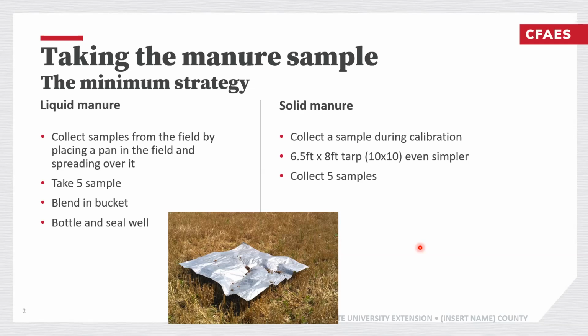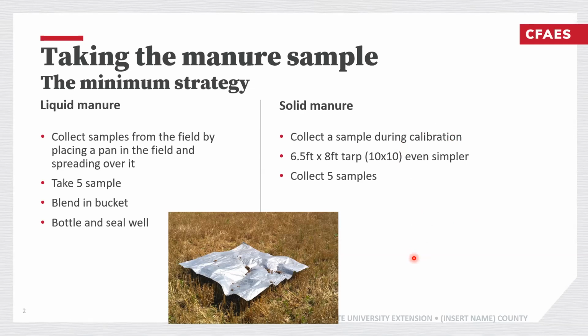So if we're just going to submit that one sample, we want to collect about 5 different samples from around that facility so that those can be mixed together to get us a good average of what we may be applying. One way to get really good samples and to do a better job of applying this manure is to do a calibration process while we are collecting our manure samples.